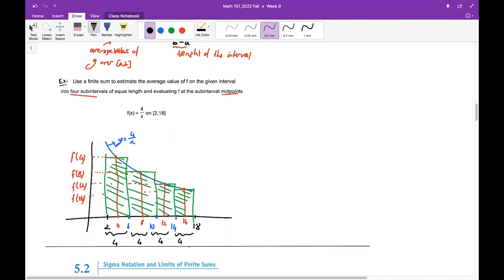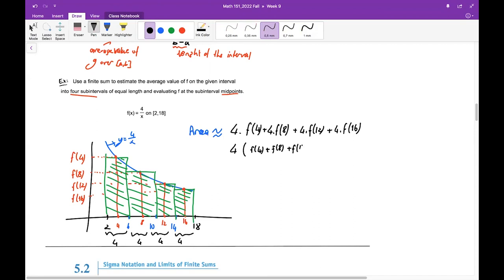Now I am ready to write an approximation. The area is approximately the sum of the areas of these four rectangles. For all of them, the base is 4: base times the height of the first rectangle, the second rectangle, the third rectangle, and the fourth rectangle. We divided into 4 subintervals, remember? So this value is 4 times f of 4, f of 8, f of 12, f of 16.